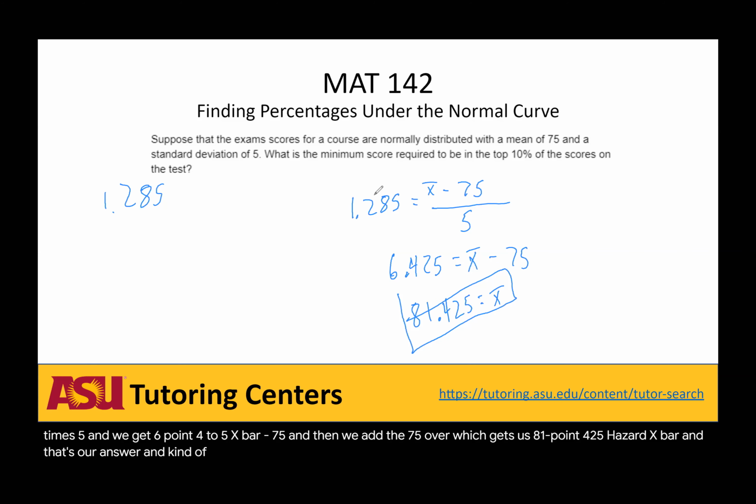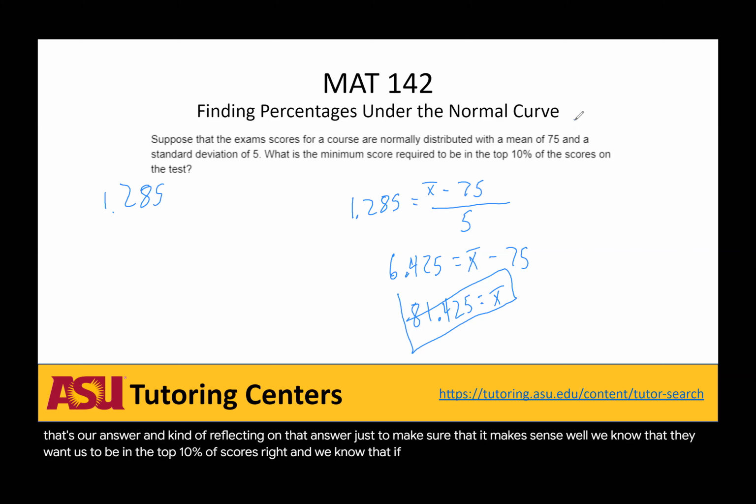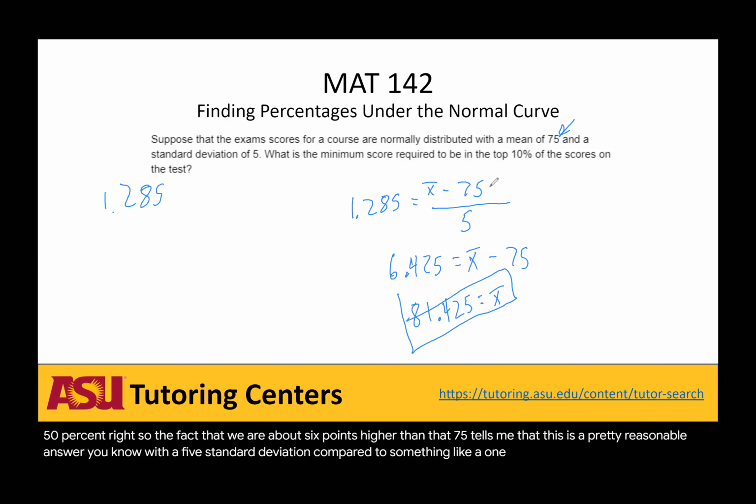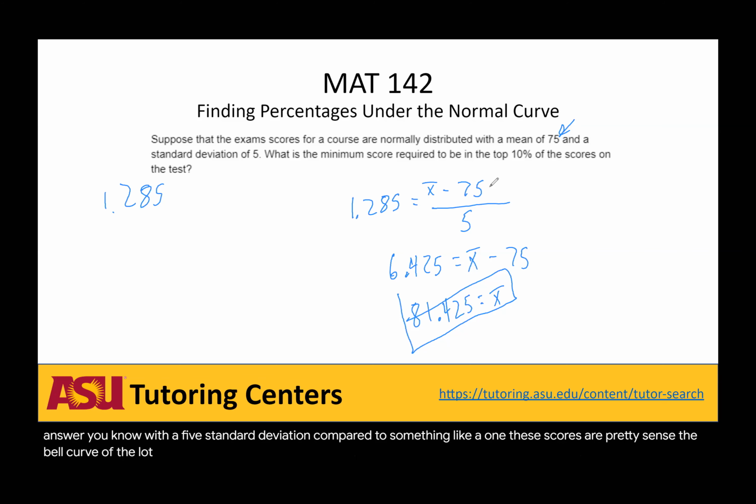And kind of reflecting on that answer, just to make sure that it makes sense. Well, we know that they want us to be in the top 10% of scores, right? And we know that if you get a 75 on it, you're in the top 50%, right? So the fact that we are about 6 points higher than that 75 tells me that this is a pretty reasonable answer. You know, with a standard deviation of 5 compared to something like a 1, these scores are pretty widely distributed, if that makes sense. The bell curve is a lot more flat than it would normally be if the standard deviation was like 1 or 2. So I think this is a pretty fair answer. And this is actually how you solve these kinds of problems.